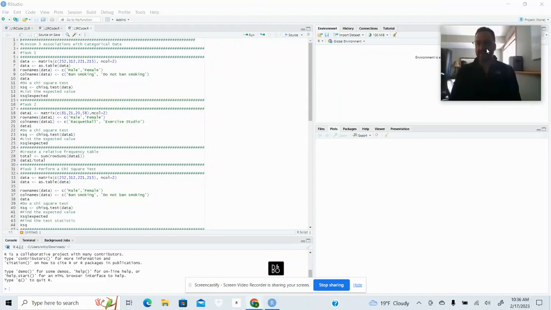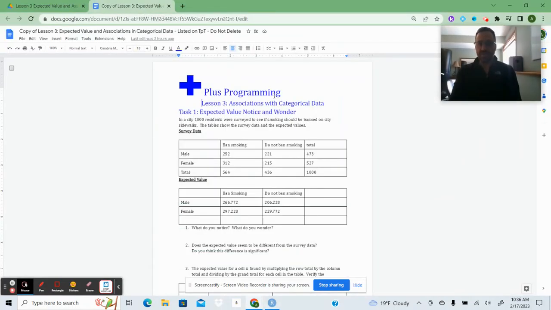So I'm going to start on lesson 3, which talks about associations with categorical data. And we're going to basically talk about the expected value of the table. So here we have 1,000 city residents who were asked if they should ban smoking or not, and they also recorded data on if those residents were male or female. The results are shown below. So here's actually the expected value on the table. So what do you notice and what do you wonder?